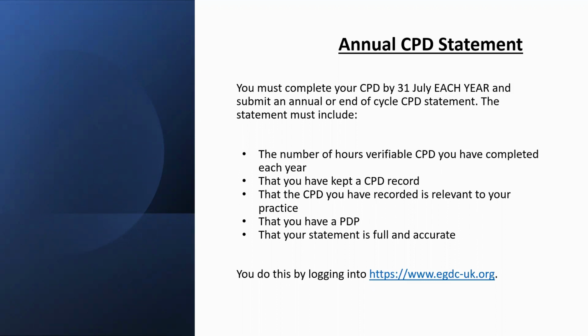Now, you have to do it by the 31st of July. The 1st of August doesn't cut it. You have to complete your CPD. You have to have logged your hours this year by that time. We'll talk about this a bit later on, but those people who didn't do it last year, who thought the morning of the 1st of August was fine, it wasn't. And a whole load of people got struck off last year because they hadn't done it by the required date.